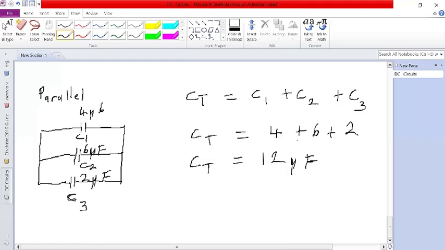So that brings us to the end of this section on capacitors in DC networks.